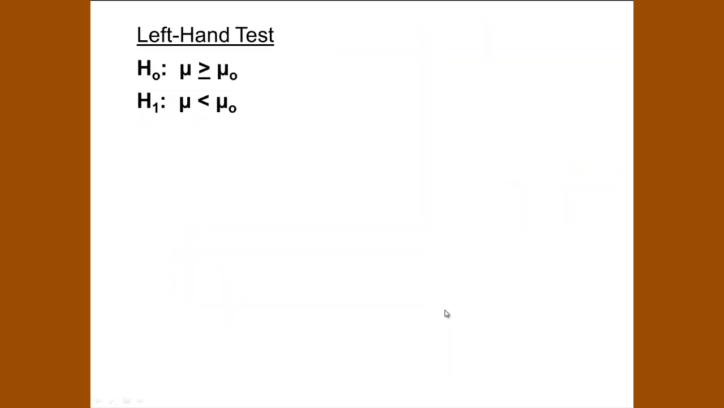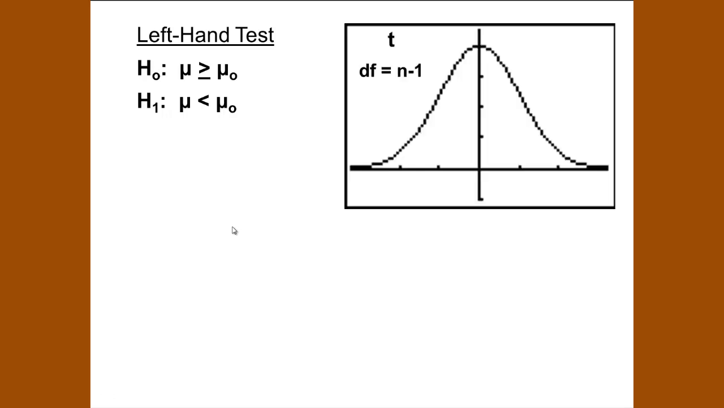That then means that our null hypothesis is that the mu is greater than or equal to mu sub 0. Apparently I'm tongue-tied today because this is take 2 of this video. So we have the null hypothesis that mu is greater than or equal to mu sub 0, and the alternate is that mu is less than mu sub 0.